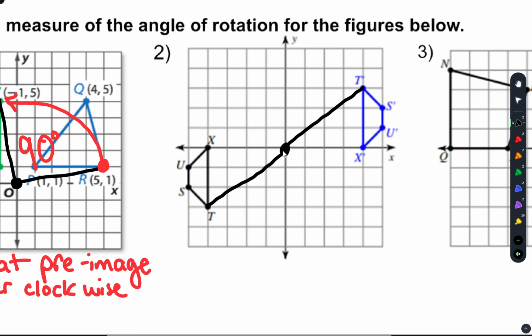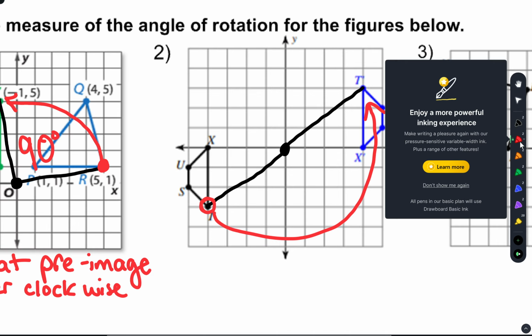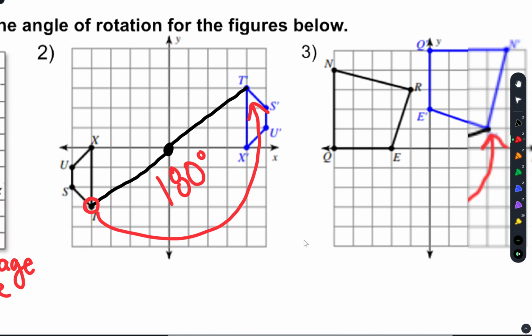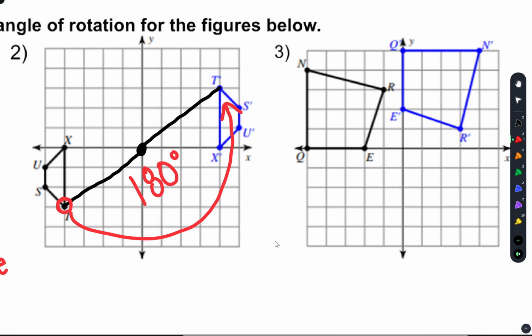I need to make sure that I'm going counterclockwise, starting at my pre-image, which is the one with no tick marks. So starting down there, going counterclockwise this way. So I don't want to see any lines going this way. That's not the same. And this is a straight line. So hopefully we see this is a 180 degree turn. Good. Last one, number 3, same deal.